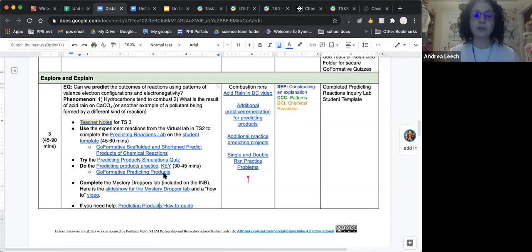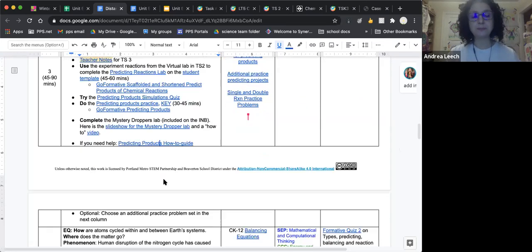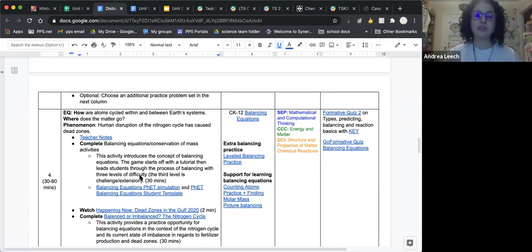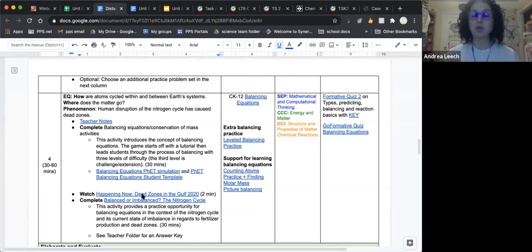Versus the mystery dropper lab, there's a video talking about how to do it. You can demonstrate it once, and then once they get the hang of it, they can do a lot of that work themselves. After that, we talk about balancing equations. There's the balancing equations PhET simulation you can go through. Then you'll want to have them practice balancing equations.